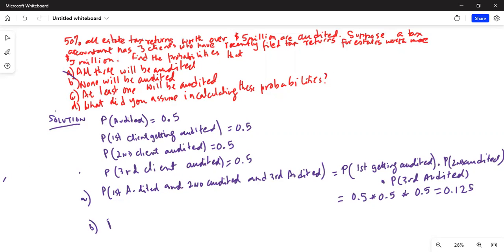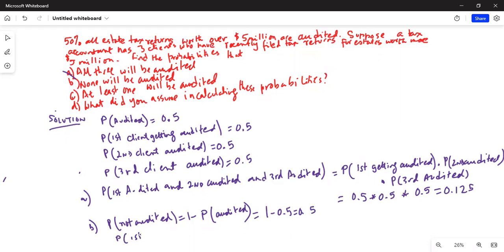Okay. Part B, none will be audited. So the probability of not audited is 1 minus, here we are using the law of probability of complement event. So the probability of not event is 1 minus the probability of audited, because not audited is the complement of being audited. So 1 minus 0.5 is 0.5 also.